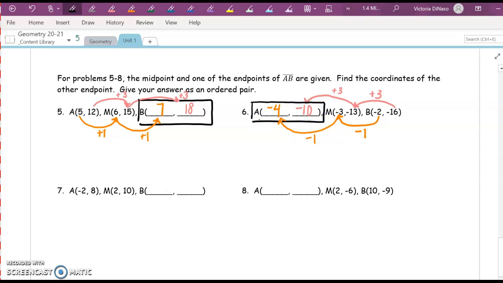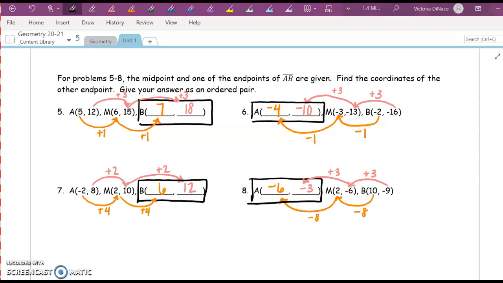Go ahead and try out numbers 7 and 8. My final answer for number 7, endpoint B is at 6, 12. And then my final answer for number 8, my endpoint A is at negative 6, negative 3.